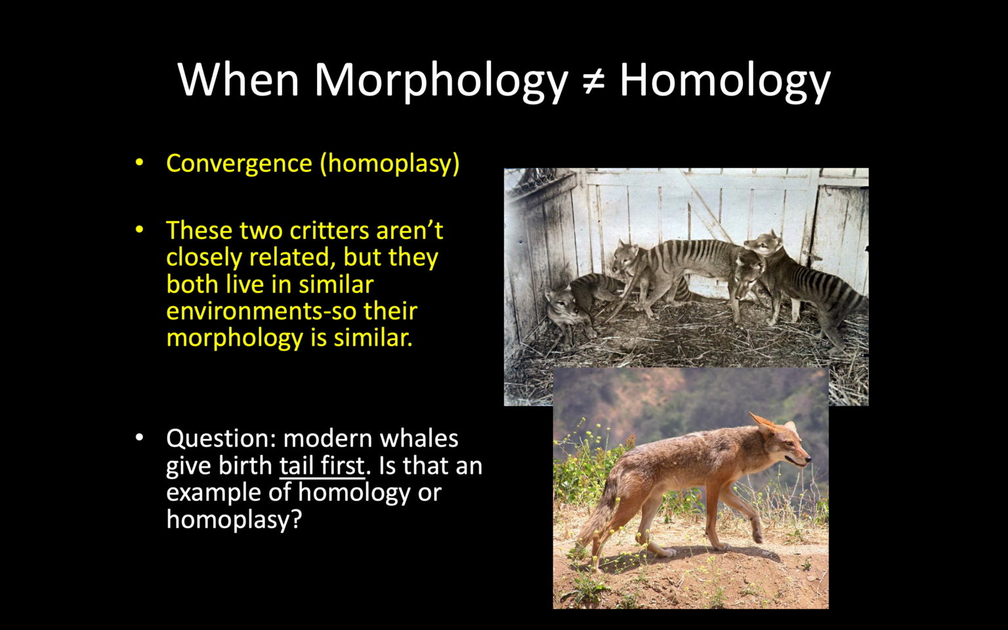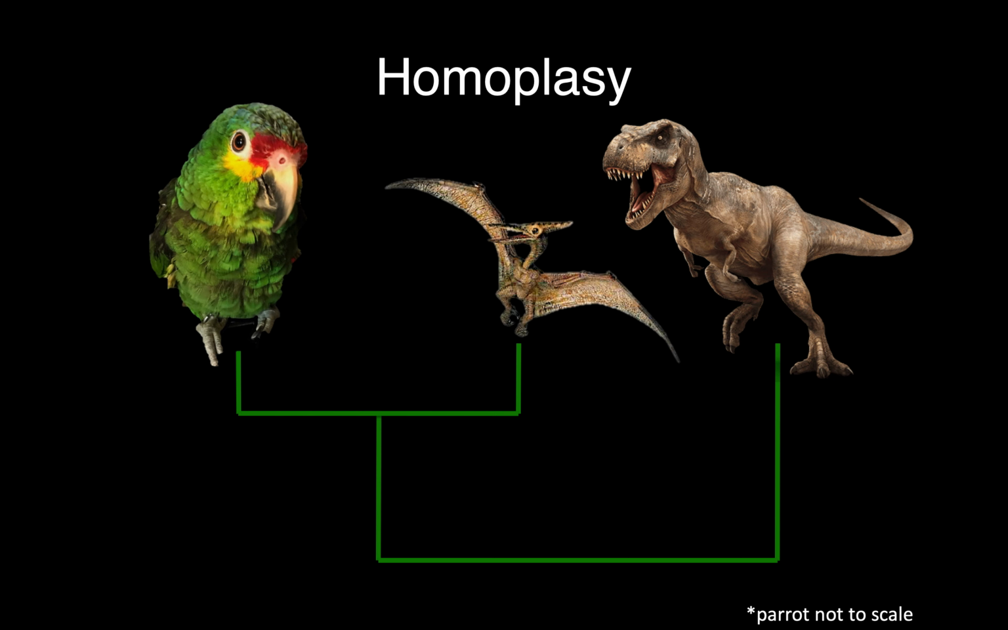Now, question here. Modern whales give birth tail first. Is that homology or homoplasy? If you'll remember, sharks give birth tail first too, and land animals give birth head first. Whales come from land animals. Whales used to give birth head first. They've recently switched to tail first. That is homoplasy.